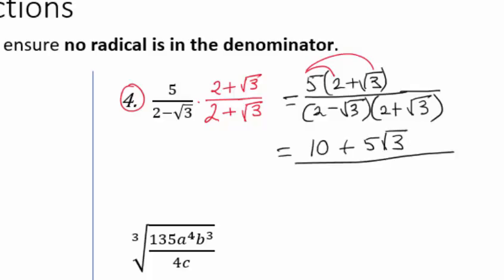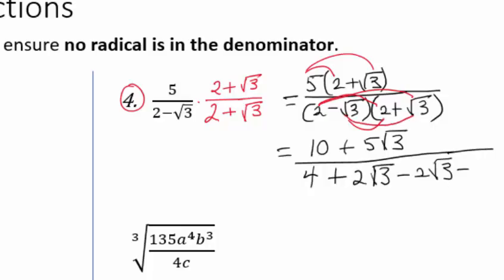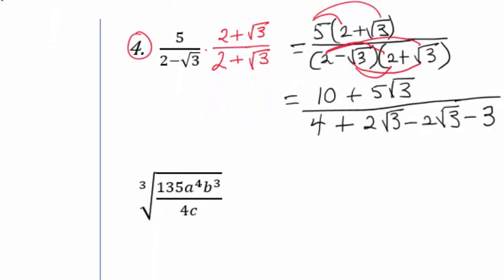I then just wrote it as one fraction, and distributing in the numerator gives us 10 plus 5 square root of 3, whereas in the denominator we get 4 plus 2 square root of 3 minus 2 root 3 minus the square root of 9, which is 3.